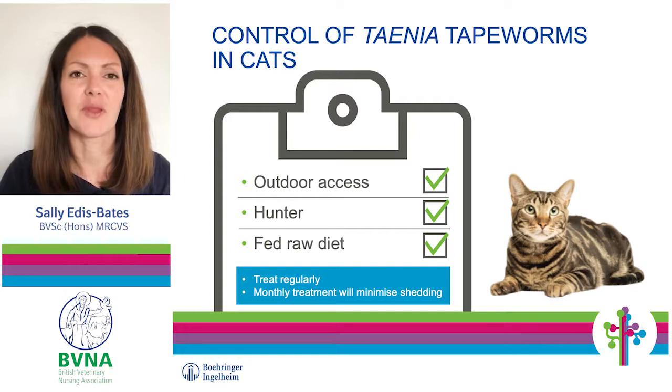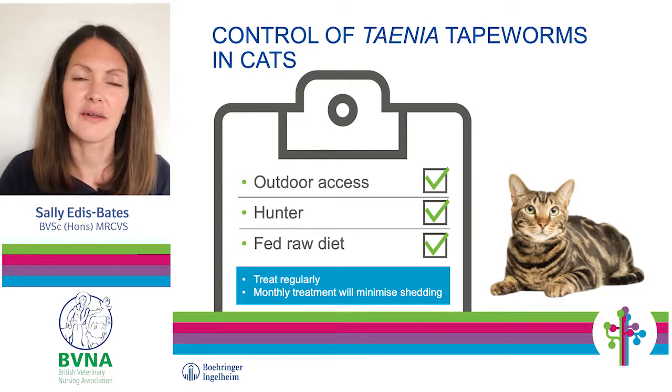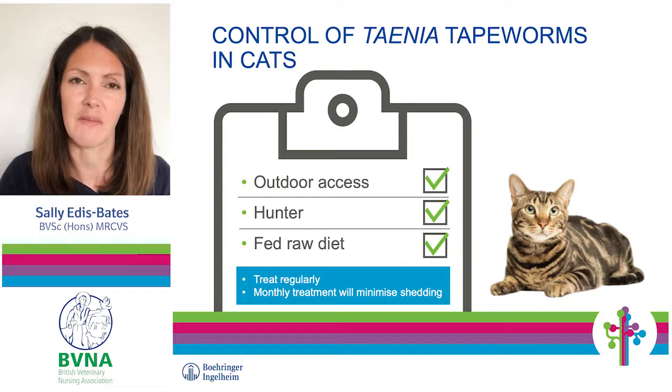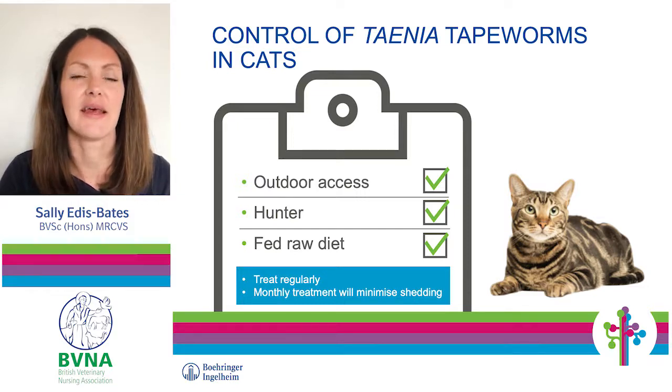Moving on to Taenia, we'll start by looking at cats. So if a cat has outdoor access and is a hunter, which is reasonably likely in any cat that spends a significant amount of time outside, or if they're fed a raw diet, then these cats should be treated regularly with praziquantel. The SCAP guidelines recommend treating these cats at least 4 times a year.